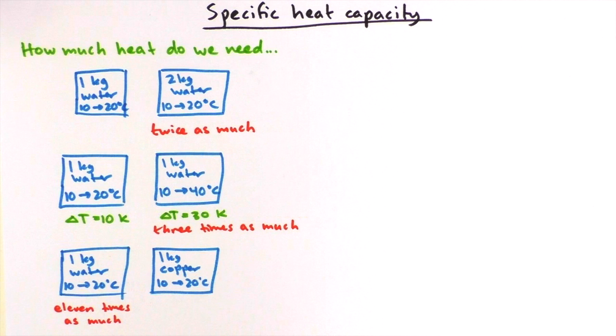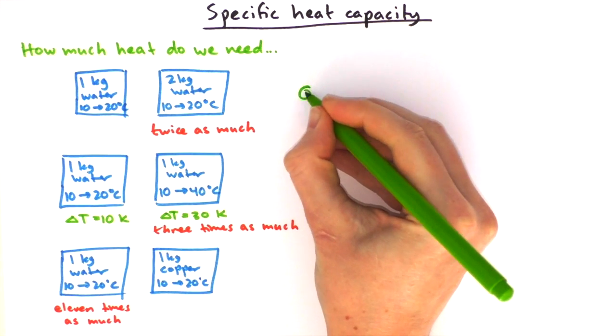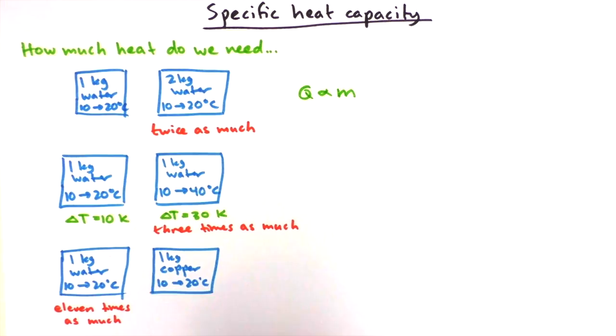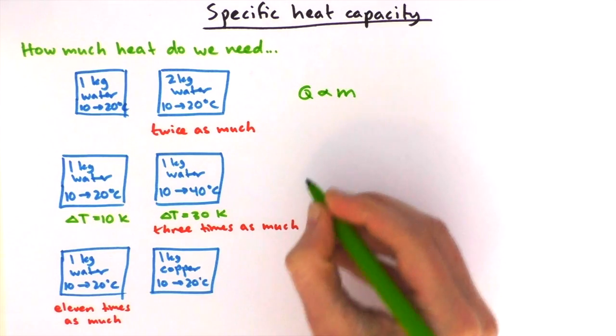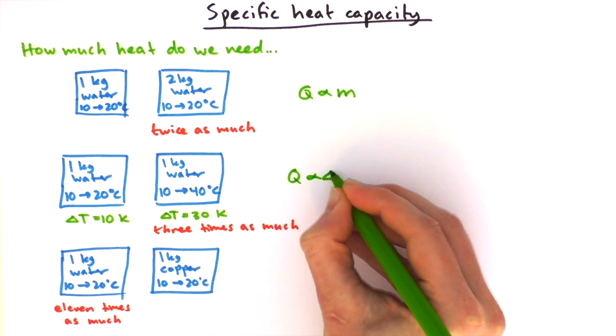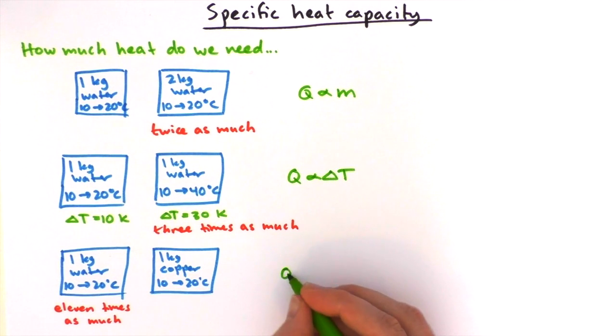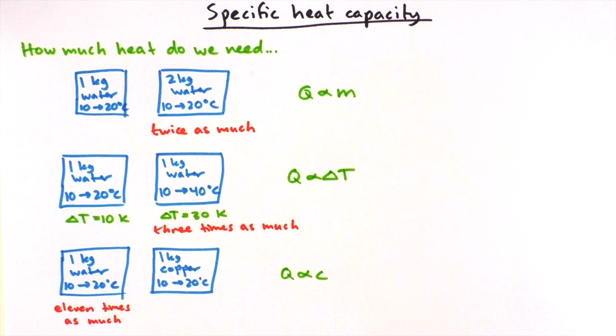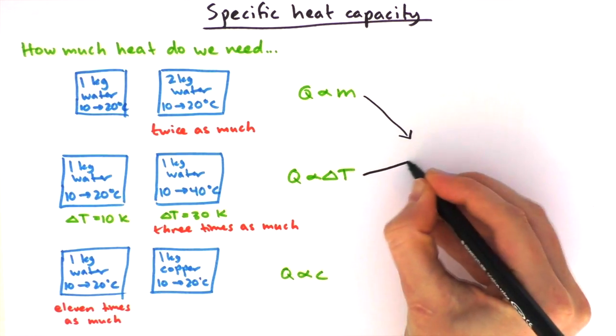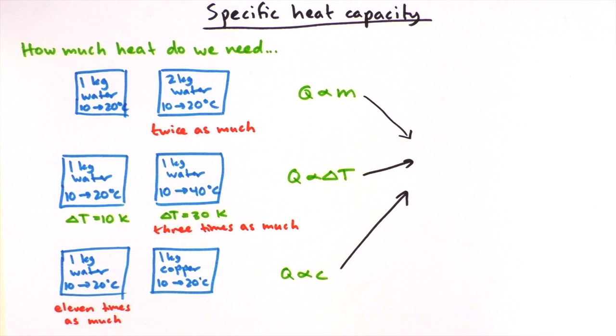So these three examples show 3 different things in turn. The first one showed us that the heat transferred was proportional to the amount of mass that we were heating up. The second one showed us that the heat transferred was proportional to the change in temperature. And the third one showed that the heat transferred was proportional to specific heat capacity, which is the property of the material, and we call it C. Now, combining all these 3, we can come up with a formula for calculating the amount of heat transferred.